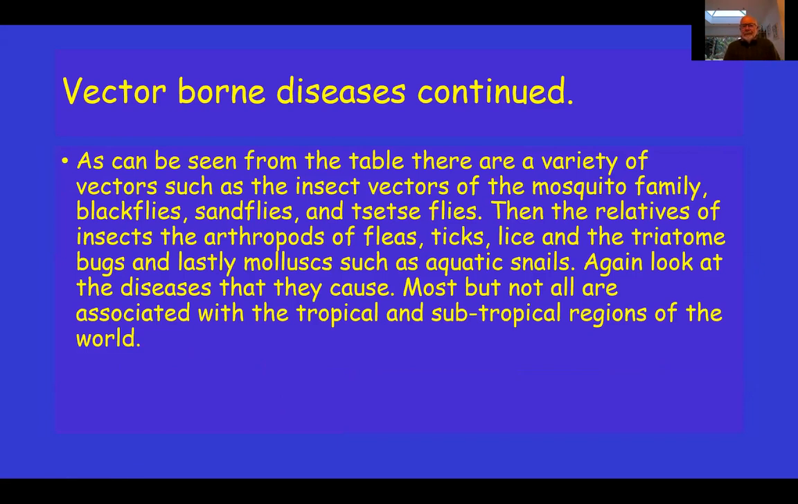So continuing, as can be seen from the table above, there are a variety of vectors, such as insect vectors of the mosquito family, black fly, sandfly, and in Africa, the tsetse fly. And the relatives of insects, such as arthropods, can also be involved. Now, fleas, ticks, lice. Over here, we have a condition known as Lyme's disease.